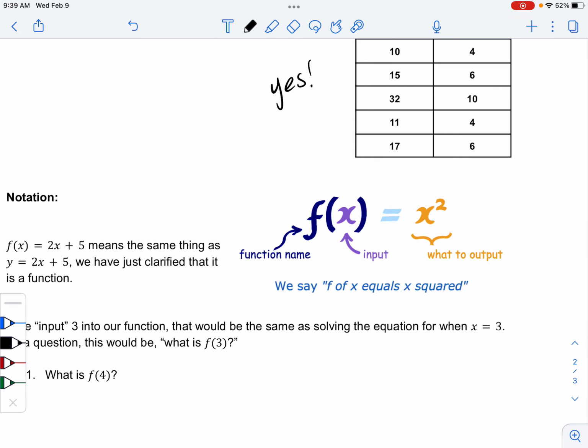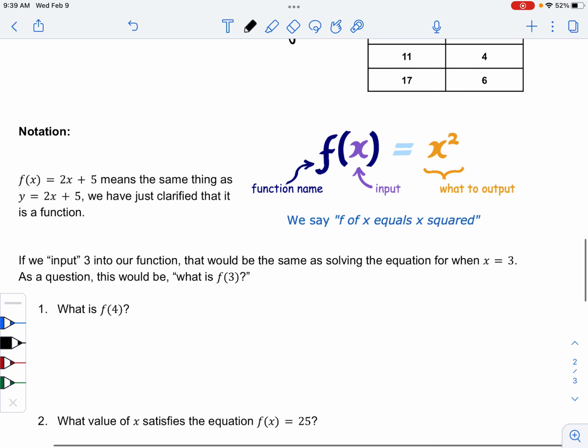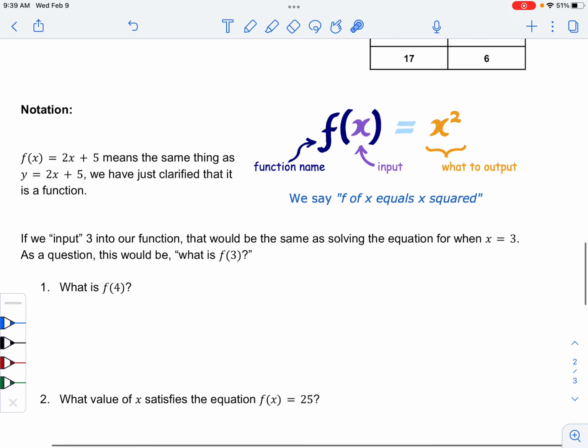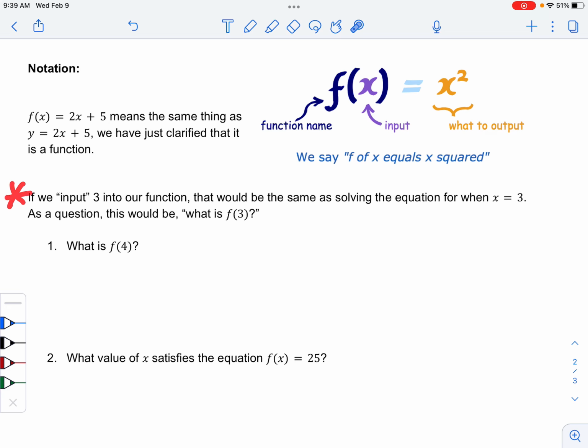Okay. Final piece, we're going to look at notation a little bit. When we're looking at function notation, it's helpful to remember what our input and output are. The input is going to be whatever's in the parentheses when we say f of x. So if I have an input, it's going to go in here. If we input 3 into our function, that's the same as saying x is 3. It's an input of 3. So we would be asking what is f of 3.